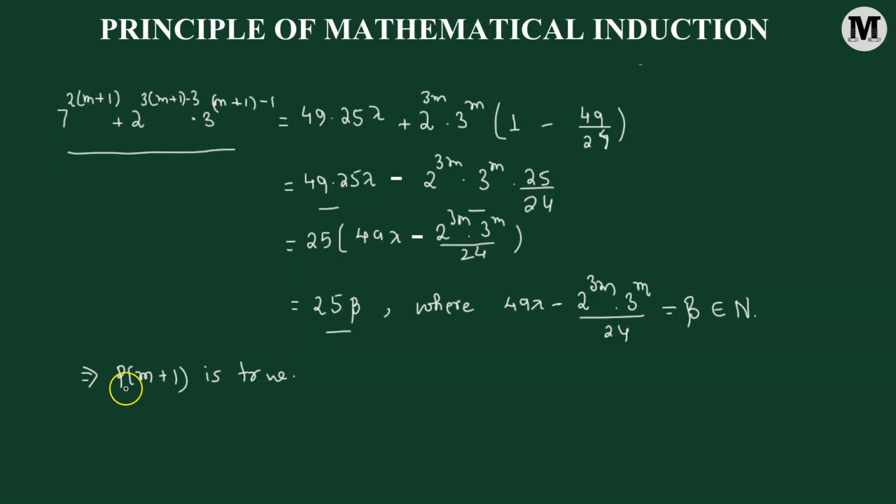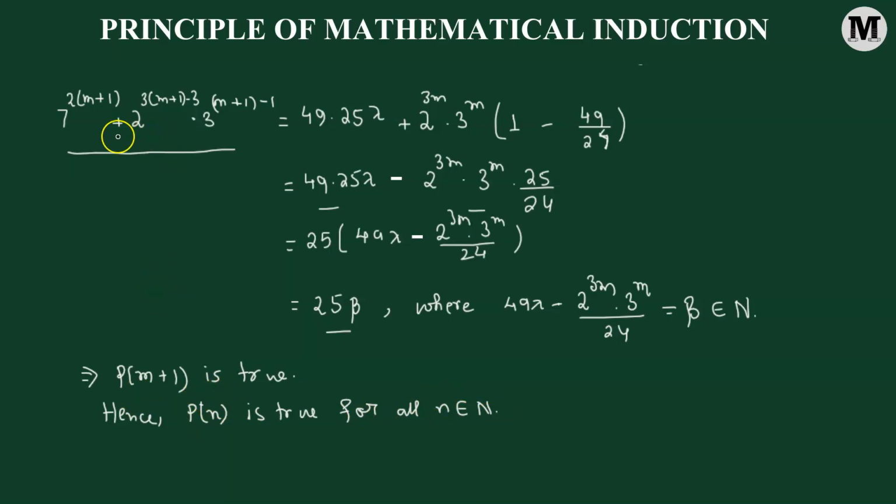Now that we have shown that P of m plus 1 is also true, provided P of m is true, we can generalize everything and finally say that hence the original statement P of n is a true statement by the principle of mathematical induction and is going to be true for all values of n belonging to the set of natural numbers N. That means any natural number that we take, the statement is always going to be a true statement.